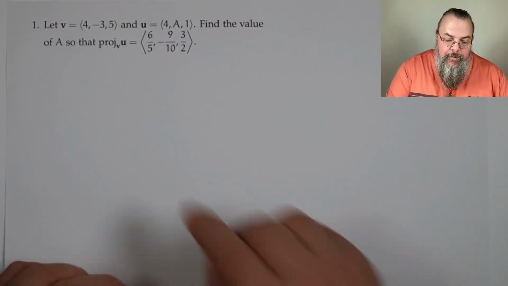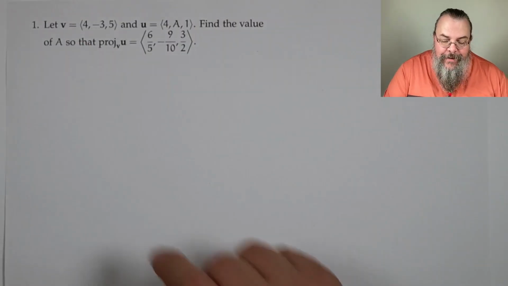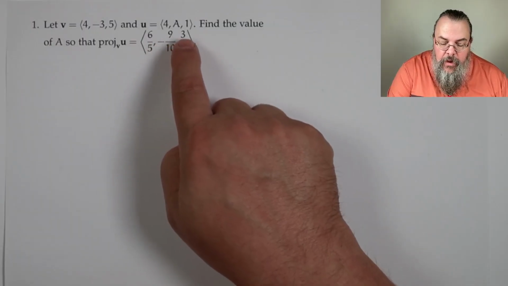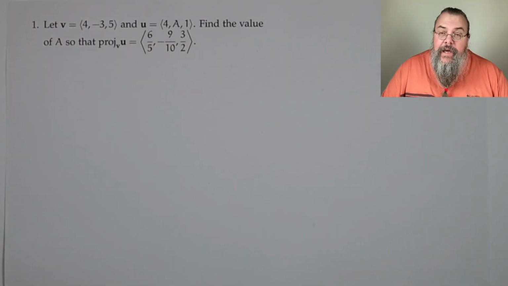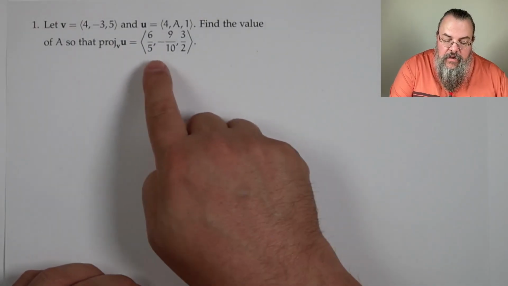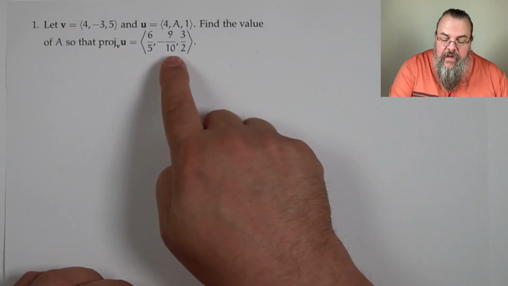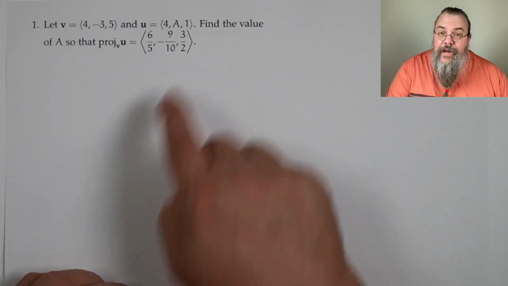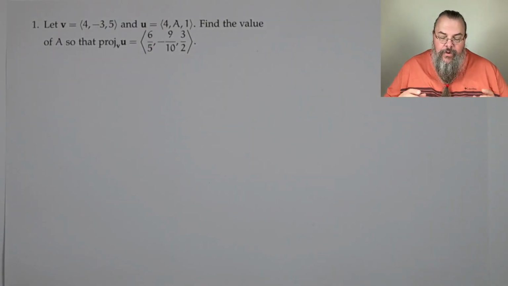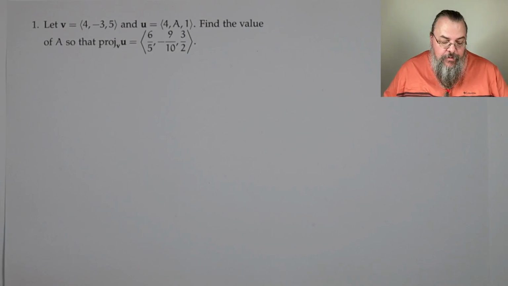Let's get going. Let V be the vector 4, -3, 5, and U the vector 4, A, 1. Find the value of A so that the projection of U onto V is the vector 6/5, -9/10, and 3/2. All right. So the question is, which A makes all of this work?